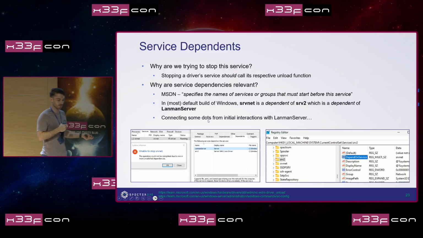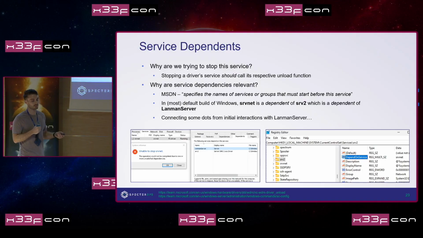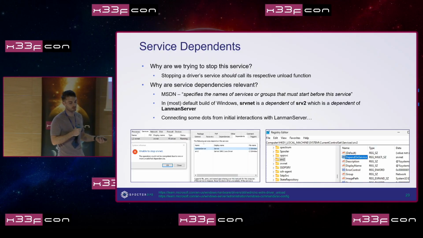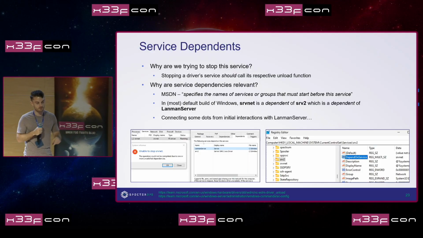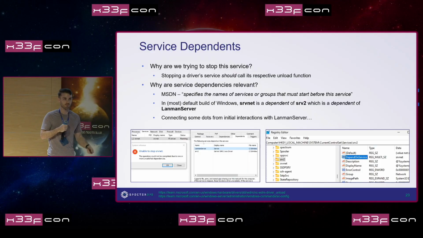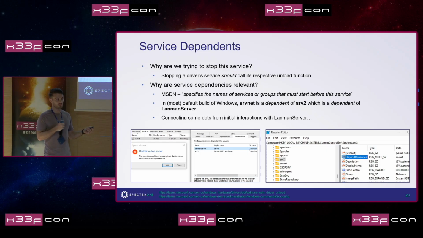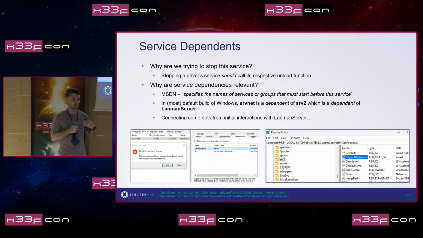So why are service dependencies relevant? Well, MSDN defines a dependency as something that specifies the name of services or groups that must start before this service starts. In most default builds of Windows, the servnet service is a dependent of the serve2 service, which is then a dependent of the landman server service. So there are some nested dependencies here. And this is even more encouraging because if you remember, we've mentioned three or four times now, you can stop the landman server service and reboot the host. Now we've worked through the static and dynamic analysis and we're connecting the dots back to the landman server service through these service dependencies.